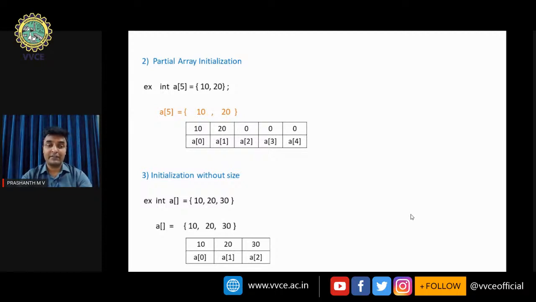Then come to the next one, initialization without size. That means I don't know what the size is. I don't know how many students there are. I can't imagine it also. Sometimes, for example, in a crowd, if someone asks what the size is, how many members are there in that particular crowd, I can't give a justification.